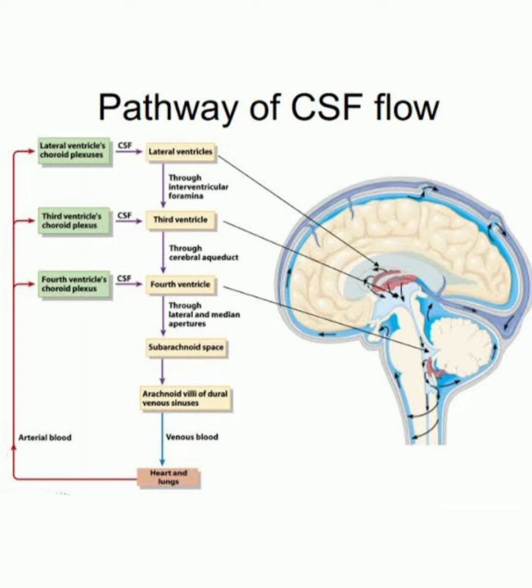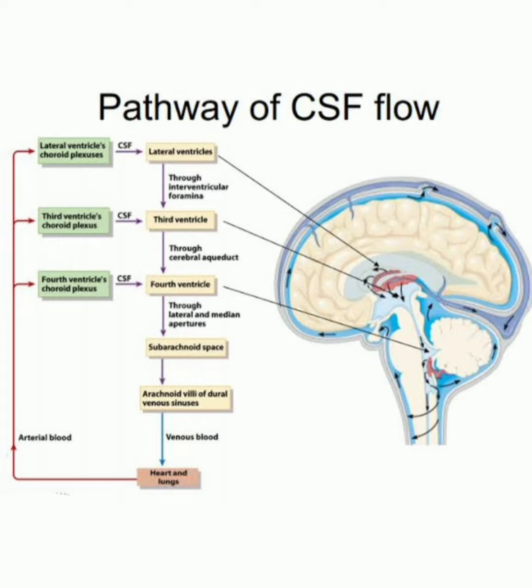CSF first formation occurs in the choroid plexus of the lateral ventricles. From the lateral ventricles, through the interventricular foramina, it goes to the third ventricle's choroid plexus. From the third ventricle, through the cerebral aqueduct, it goes to the fourth ventricle's choroid plexus. From the fourth ventricle, through the lateral and median apertures, it goes to the subarachnoid space.